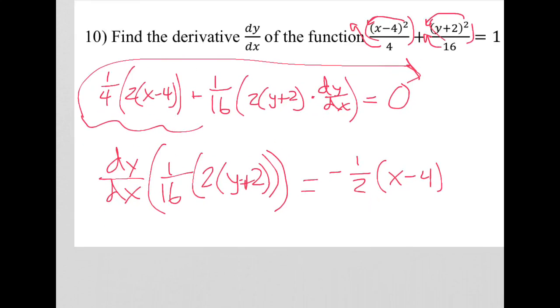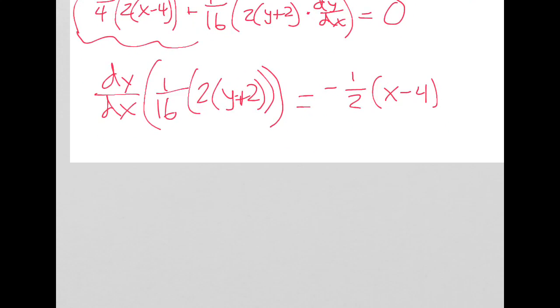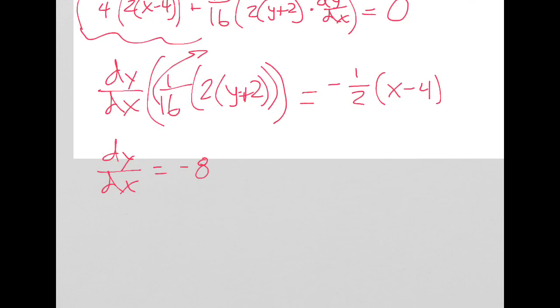There we have that. And now how do we get dy dx by itself? Well, we need to multiply that 16 up. And so we're going to have 16 divided by 2, because I'll have 16 over the 2 from that negative 1/2. 16 over 2 is 8. So I'll have a negative 8 times my x minus 4.